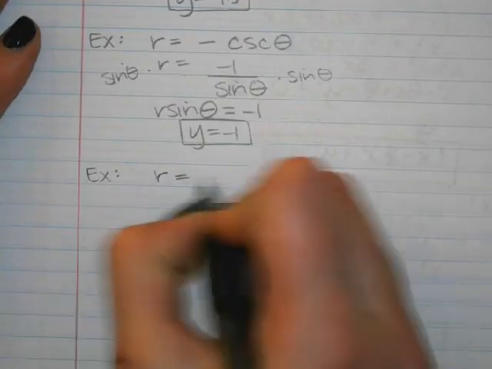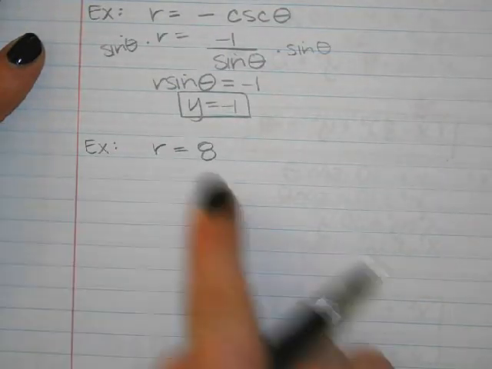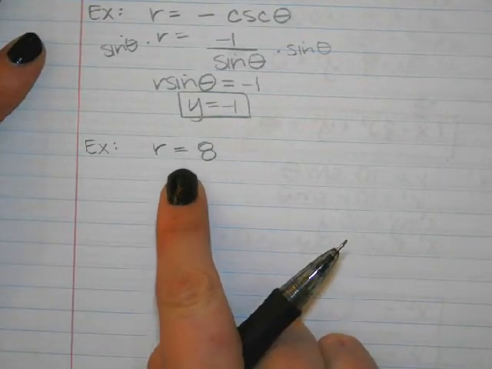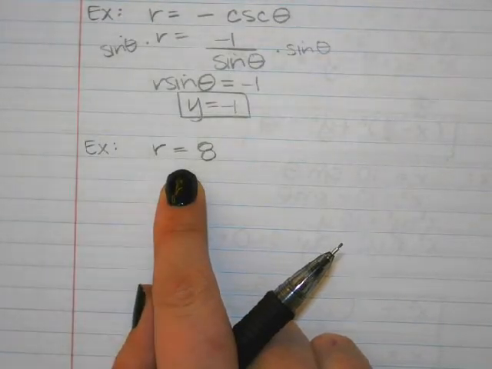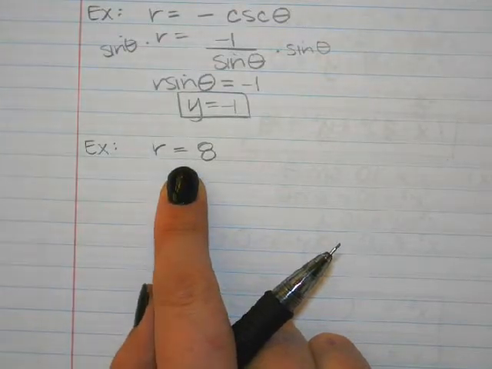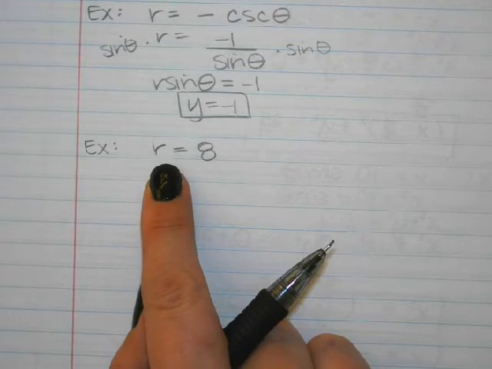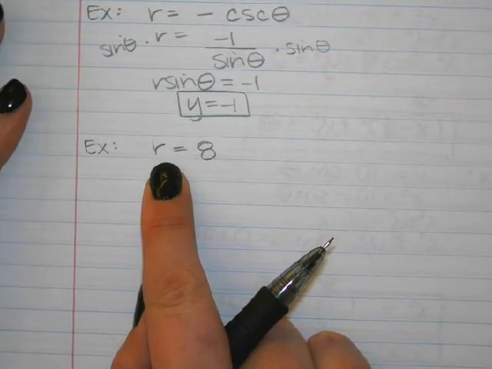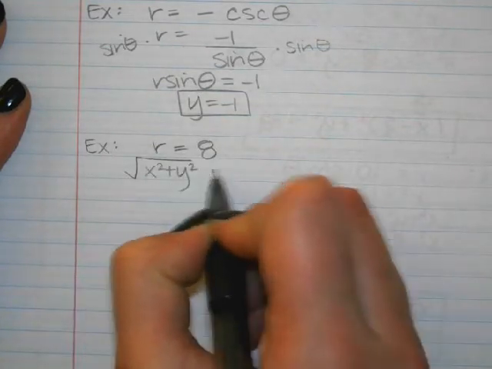Okay. How about if I write R equals 8? Do we remember from the other day when we graphed these what this is going to be? Oh, yeah. You find the radius of 8, and you follow it all the way around. So what is it? It's a circle centered at 0 with a radius of 8. Yeah. Okay, how do we make the conversion, though? Well, R equals square root. Okay, so square root of x squared plus y squared equals 8.